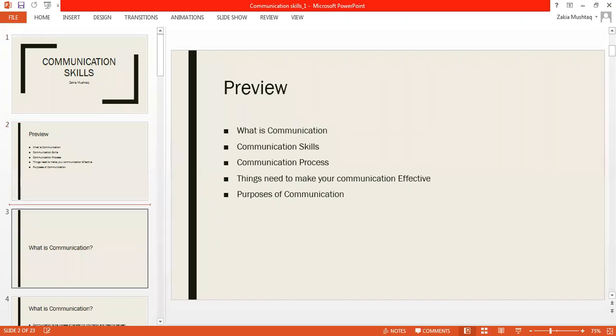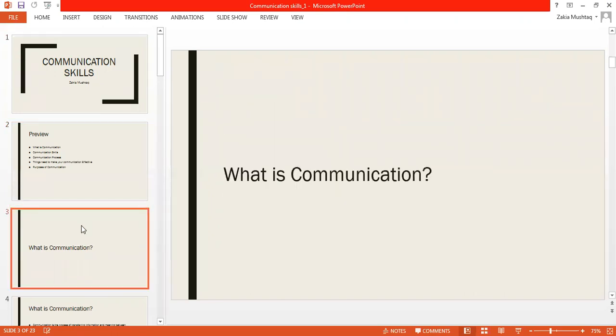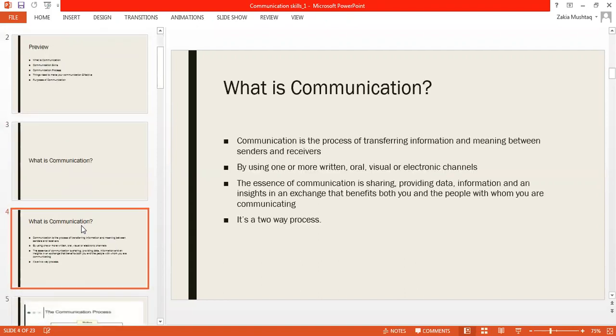So, what is communication? Take 2 seconds and think in your mind what comes to your mind whenever you think or hear this word. According to the book, communication is the process of transmitting information and meaning between senders and receivers. So we can see that two things are clear from this, that you need to transfer information, but you need to transfer meaning as well.